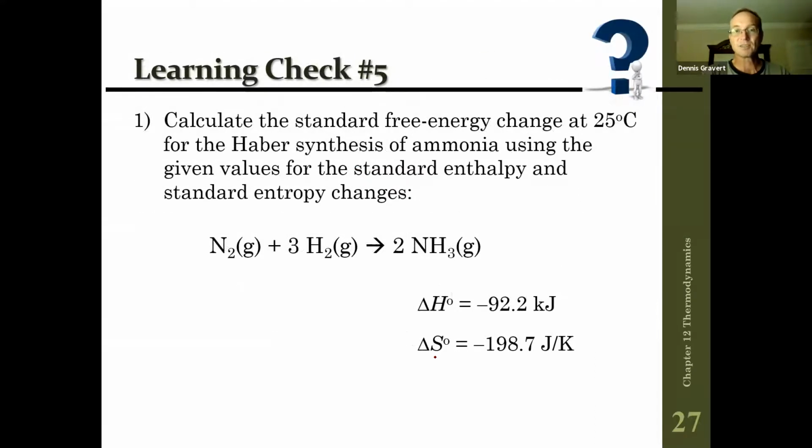All right, let's try this one, and we'll actually emphasize the change in units, because this one's in kilojoules, but this one's only in joules. This one wants us to calculate the standard free energy change. Free energy change means delta G. And what's delta G? You could go back a couple of slides and look it up. It's equal to delta H minus temperature times delta S.